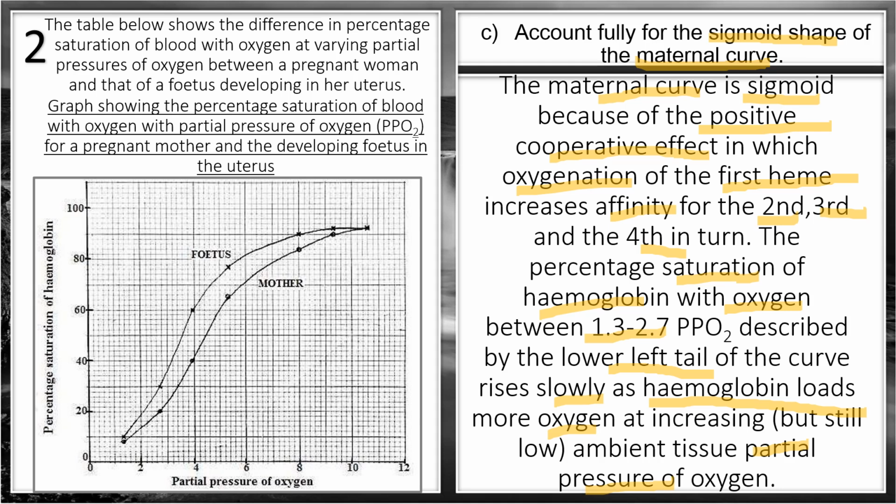So when you look at the maternal curve, from around 1.3 to around 2.7, you can see that there is a lower tail of the curve which rises slowly as hemoglobin is loading more oxygen to increase the ambient tissue partial pressure of oxygen.